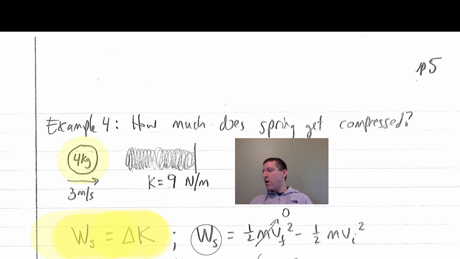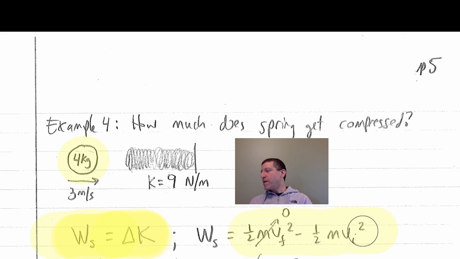So to figure this out, all I'm going to do is figure out the work done by the spring, and that's going to be the change in kinetic energy. This is the final kinetic energy minus initial kinetic energy. Notice any change is always final minus initial. And how do I know this is 0? Well, because what in this is going to be 0 when the object stops moving? The velocity will be 0. That's how I got that.